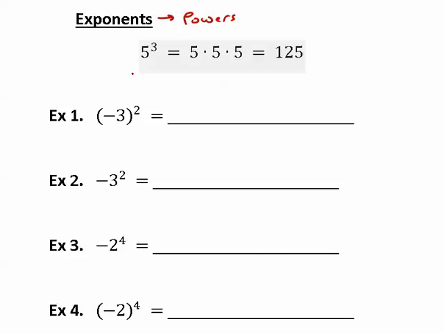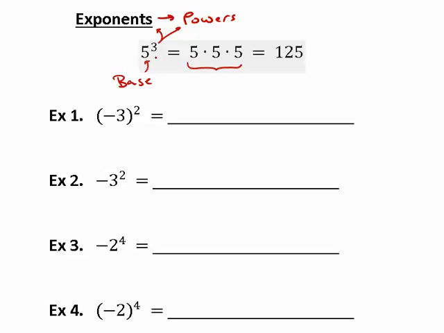Now, in this example, 5 is called the base number, where the 3 is called the exponent or the power. Another way we could read this, when it's a 3 as an exponent, is as cubed. So we could also say this is 5 cubed. Now, notice what it means.